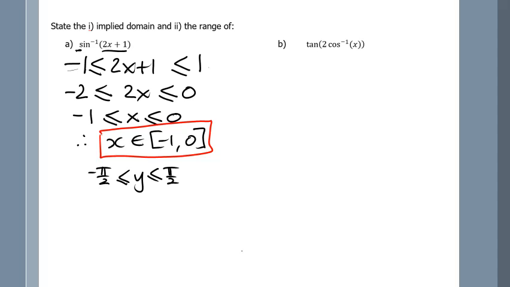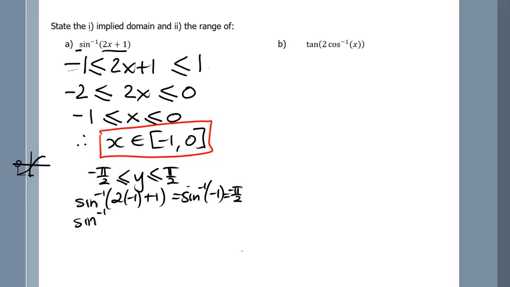If we put negative 1 into sine inverse of 2 times negative 1 plus 1, we get sine inverse of negative 1. Sine inverse of negative 1, let's just draw a small sine graph here. There's negative 1. Sine inverse of negative 1 gives us negative pi on 2. If I substitute sine inverse of 2 times 0 plus 1, I get sine inverse of 1, which if we go over to here, there's 1, sine inverse of 1 will give us pi on 2. Therefore, our range for sine inverse of 2x plus 1 is y is an element of negative pi on 2 to pi on 2.